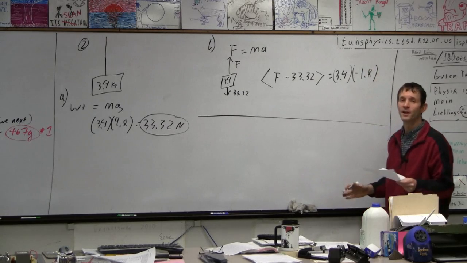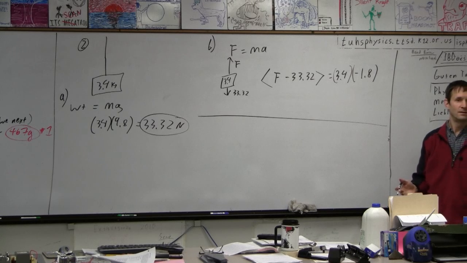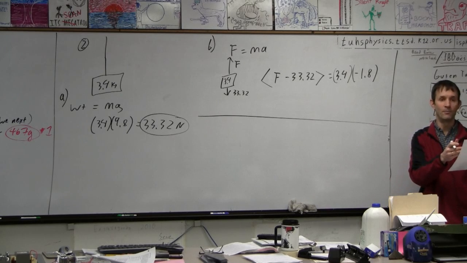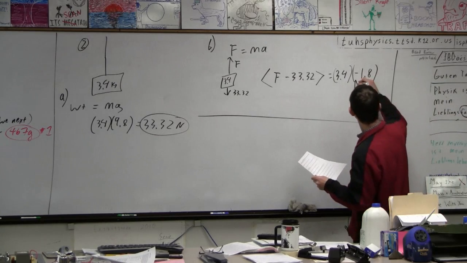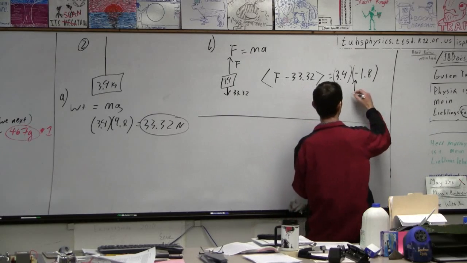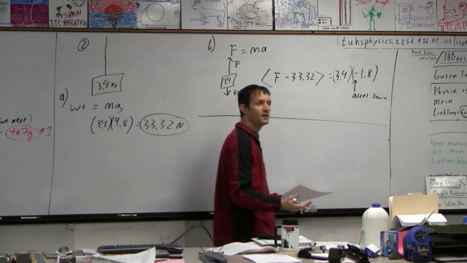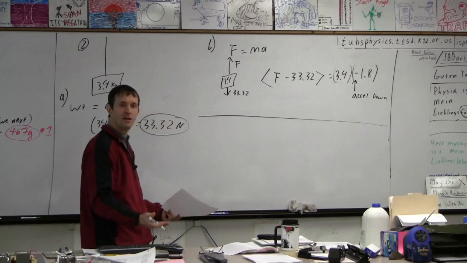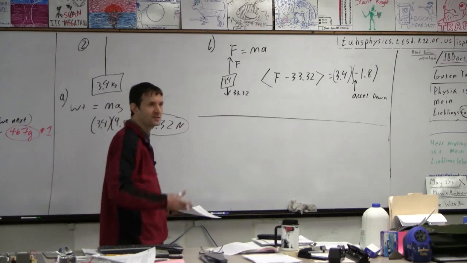Now, if he'd said 1.8, I would have said negative. See? Why is it 1.8? It's in the problem. Why is it negative? Because it's down. So just on your cheat sheet, make a note: it's accelerating down. If it were accelerating up, and I can't remember, I think I might ask both on the test, if it were accelerating up, it'd be positive, accelerating down, negative.